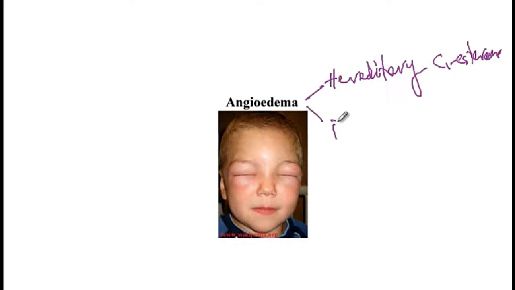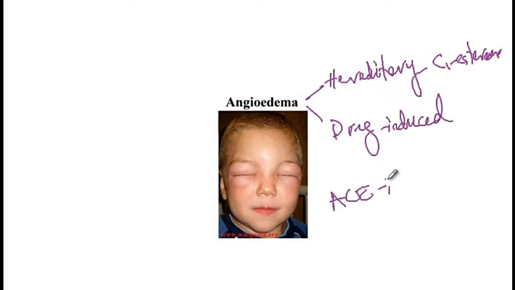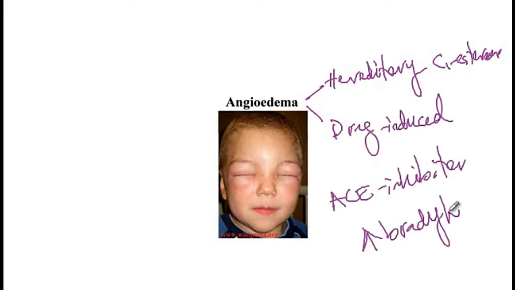And then there is a drug-induced form, where ACE inhibitors, such as lisinopril, will cause the accumulation of bradykinin, and then it causes the edema at the mucosal surfaces of the face.